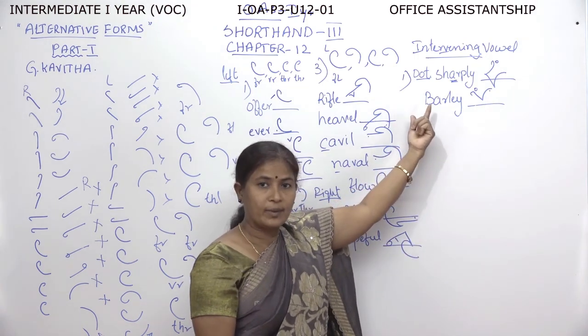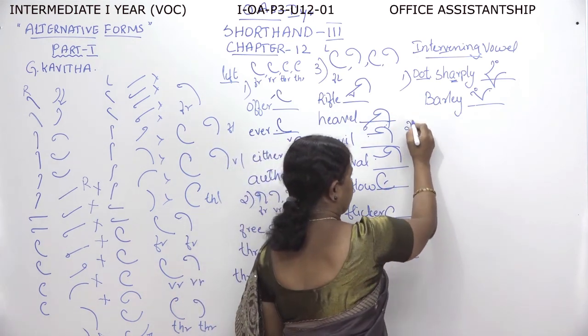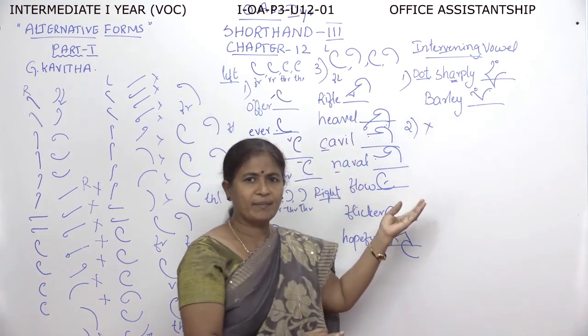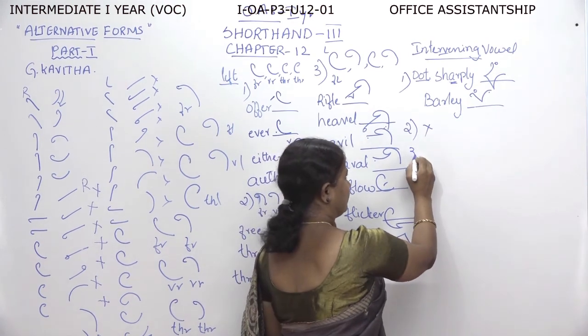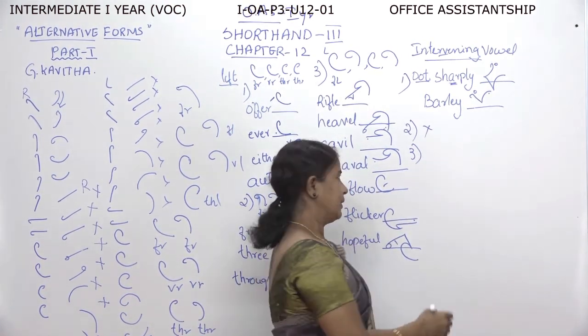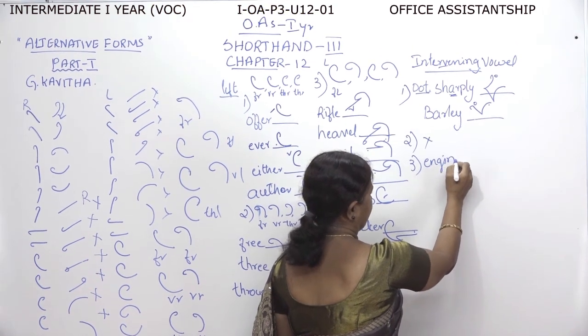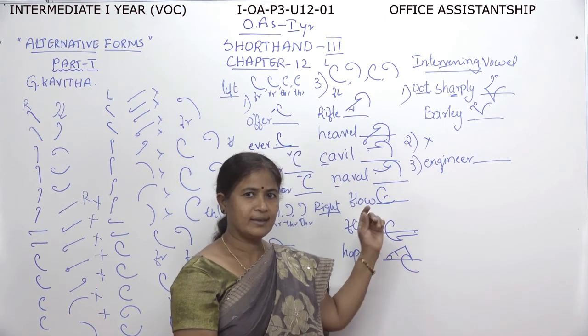If a dot vowel comes in between ish and R. Suppose a second place dot vowel, almost it will not come. We don't have any second place vowel coming in between strokes and hooks. A third place vowel will come. Example, engineer. How do we write? Engineer.